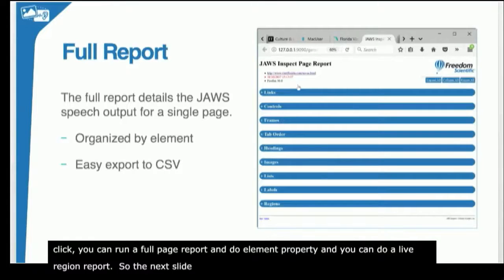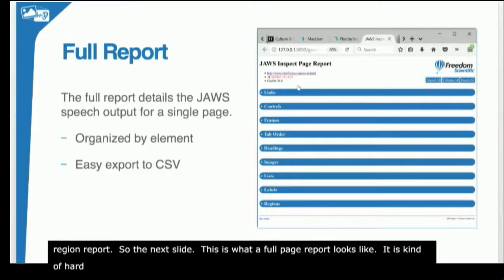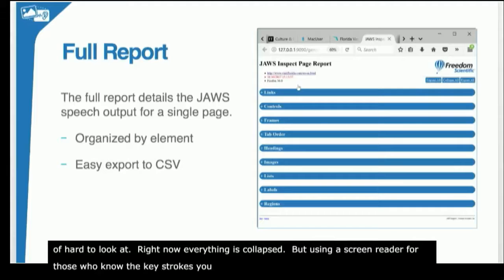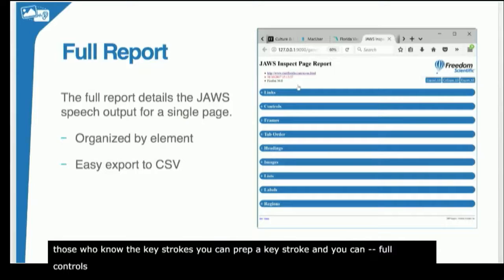This is what a full page report looks like. This is kind of hard to look at because right now everything's collapsed. But similar to using a screen reader, for those who know the keystrokes, you could press a keystroke in screen readers today to get a list of links. You can get a list of form controls, get a list of headings, get a list of regions. I'll just use those 4 as examples right now. And images is another fun one, right? And so each one of these is buried into this report.